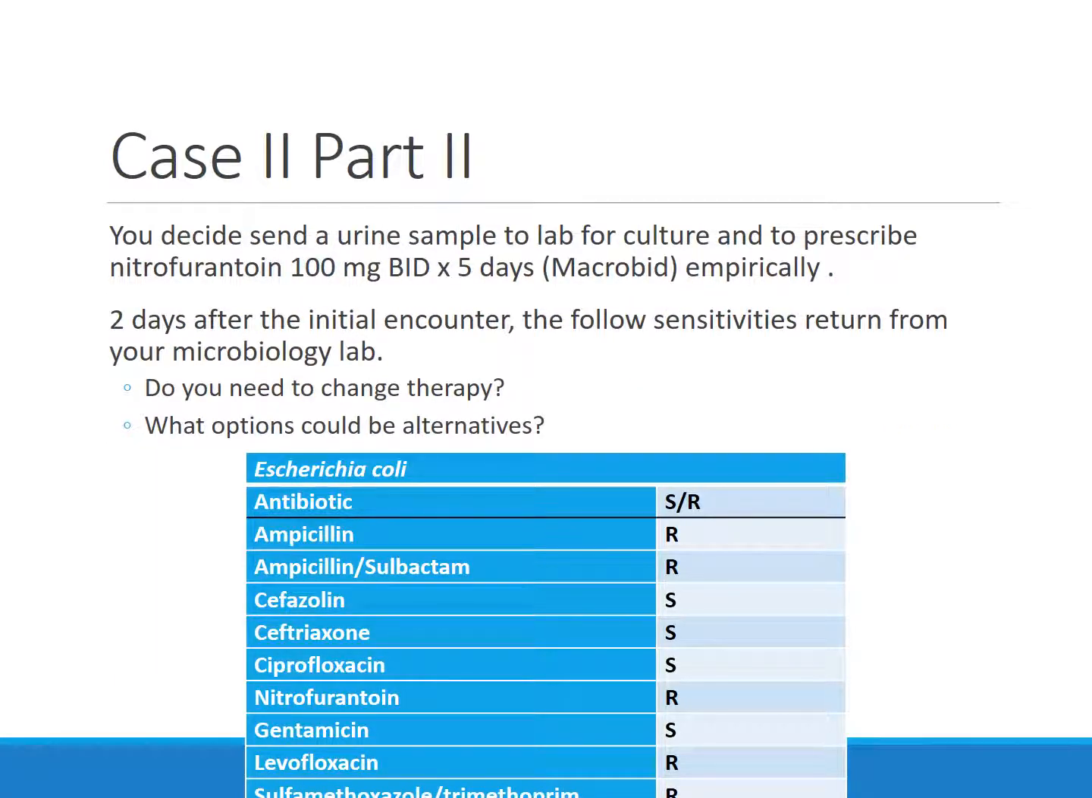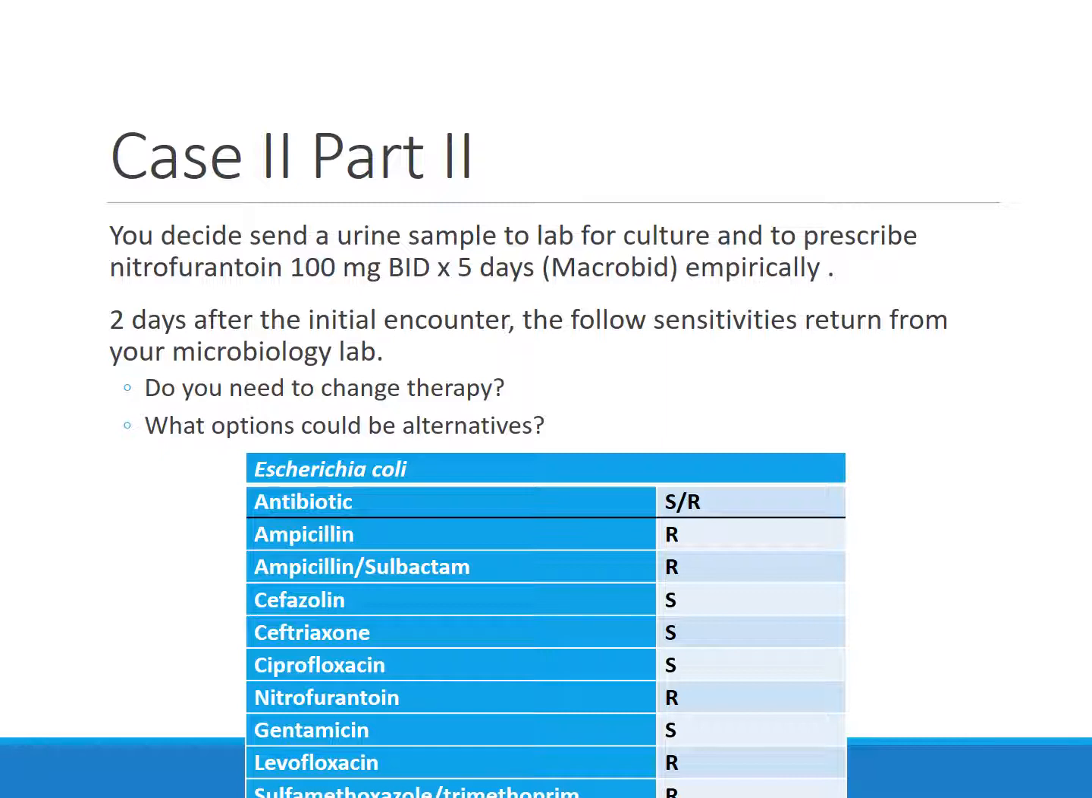Okay, but I gave you a part two. So let's say you send your patient home on Macrobid, but you send a urine sample to the lab. Because she's pregnant, you want to make sure you're covering it. 2 days after your initial encounter, you get the following sensitivity returning from your microlab, and it looks like this. Sorry, that Bactrim's kind of cut off there, but you can see it's resistant at the bottom. So I'll give you a couple seconds again to pause it and look over this information and make a new plan, or decide maybe, hey, this is okay, I'm not going to change the course.